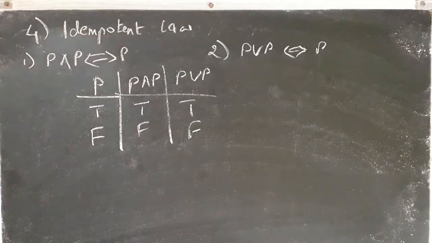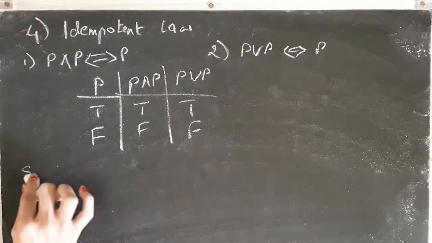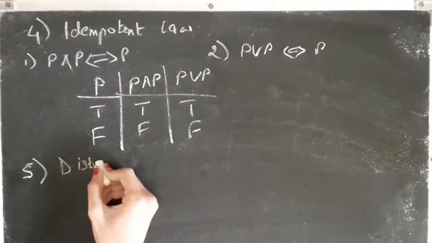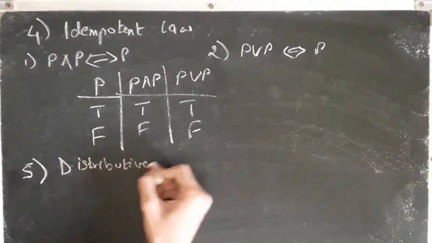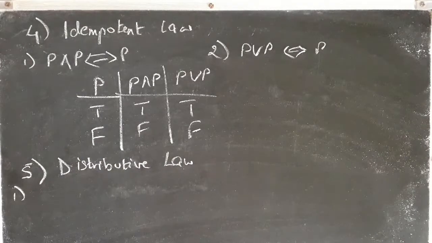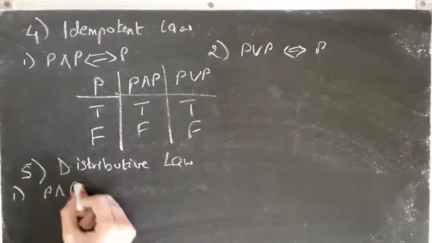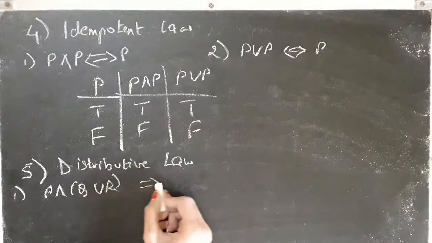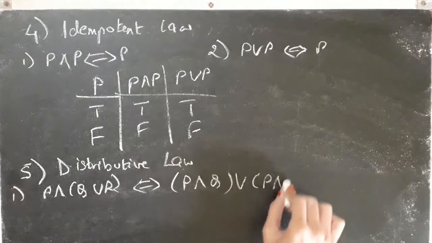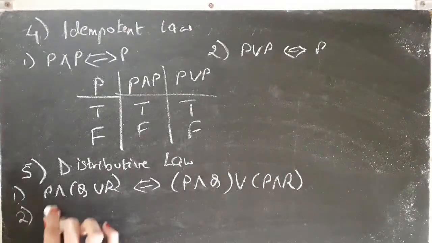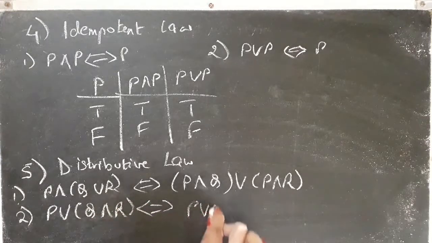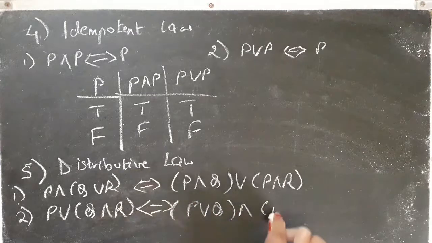Now we move on to the 5th logic law, which is the distributive law. What does the distributive law state? It is again of 2 types. P and (Q or R) is logically equivalent to (P and Q) or (P and R). And what is the second one? P or (Q and R) is logically equivalent to (P or Q) and (P or R).